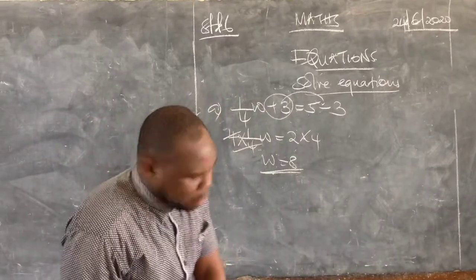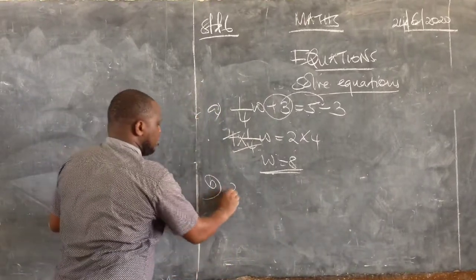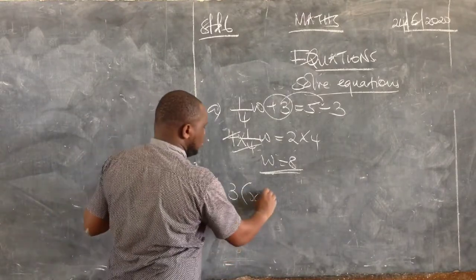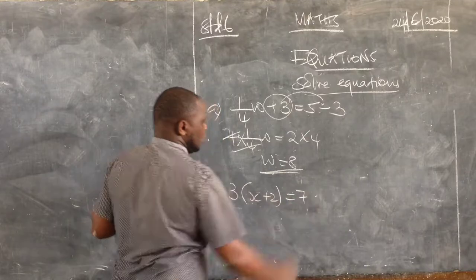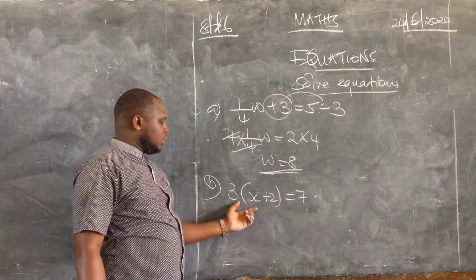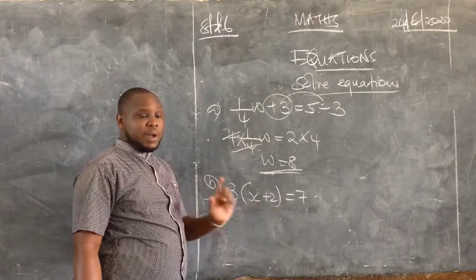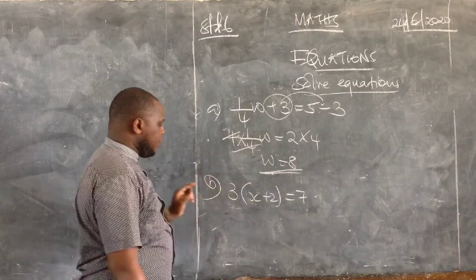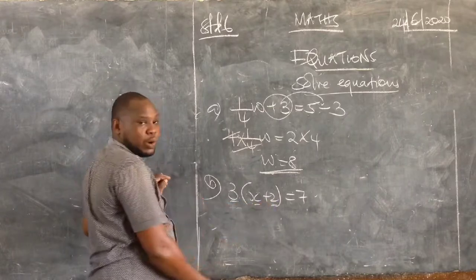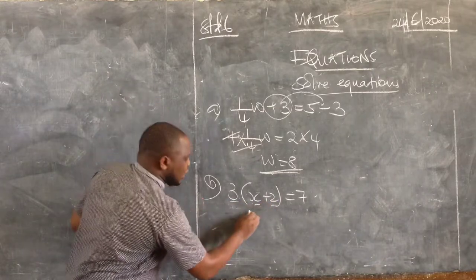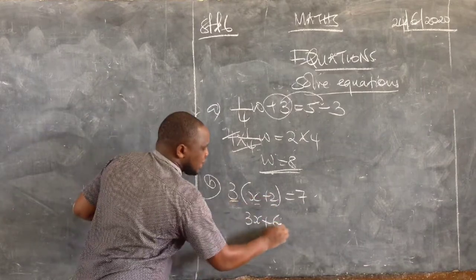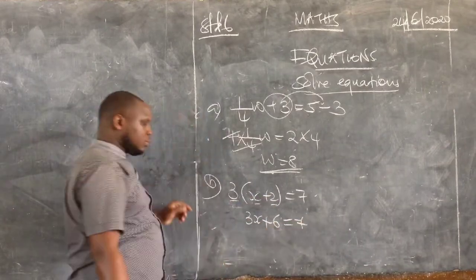We'll do another example. Example B, 3 in the bracket x plus 2 is equal to 7. So now what are we supposed to do? Whenever you're given a question that involves brackets, remember brackets means multiplication. Therefore, this number outside here is going to multiply each number alone. So 3 times x is 3x, plus 3 times 2 is going to be 6. And then you say 7.